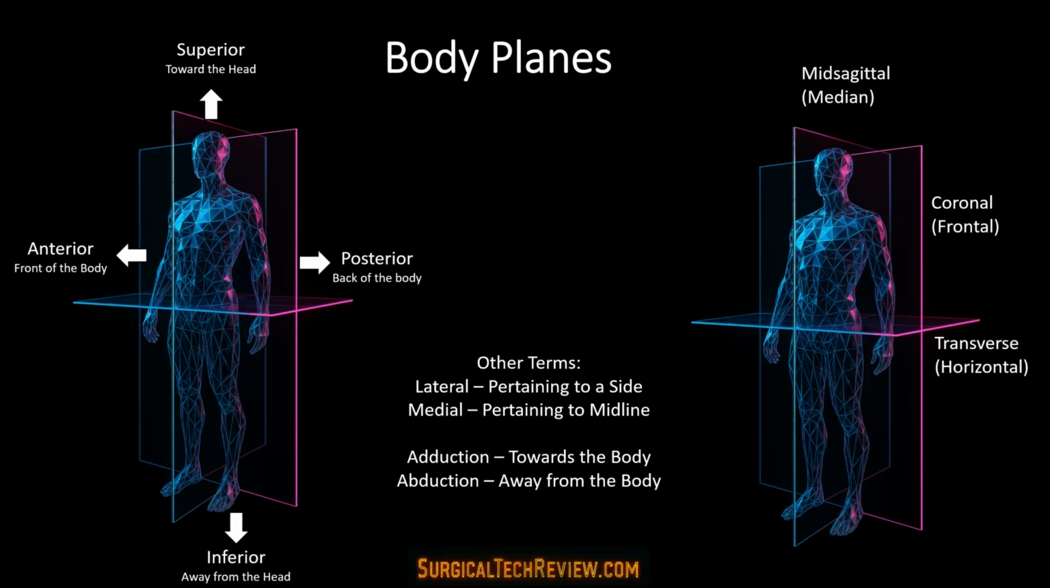Directional terminology helps us describe locations in the body. Superior means toward the head, inferior means away from the head, anterior also refers to the front of the body, while posterior refers to the back. We also describe movement. Adduction brings a limb toward the midline, abduction takes it away.